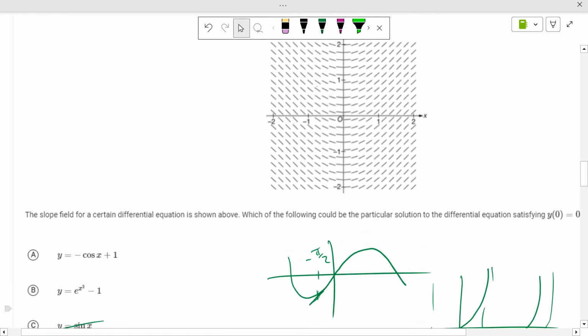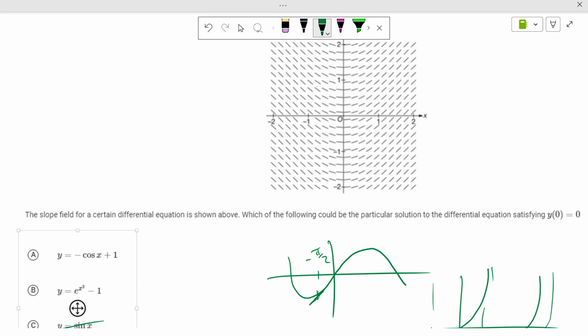At 0, it should be 0. Well, I think both of them are 0 at 0. The cosine of 0 is 1. Yeah, they're both 0 at 0. So we've got to break this somehow.